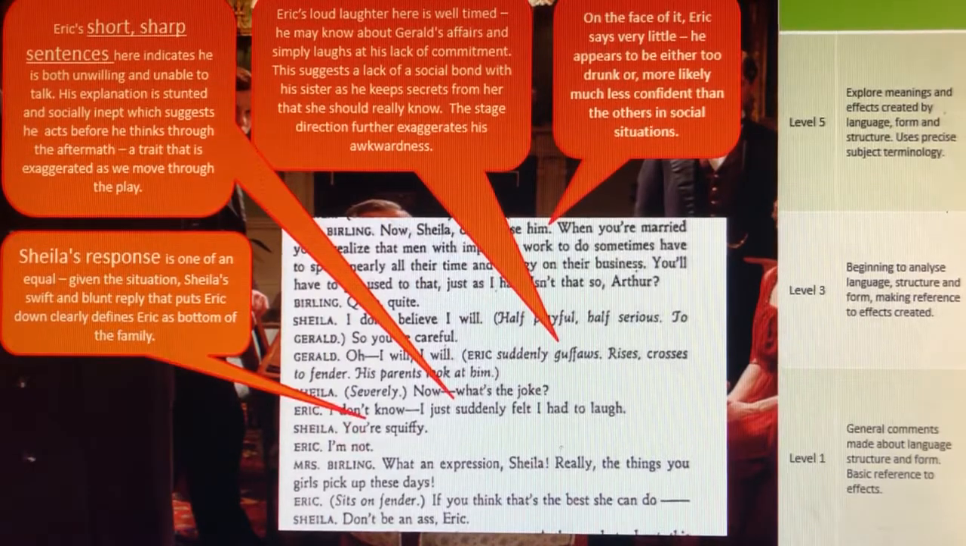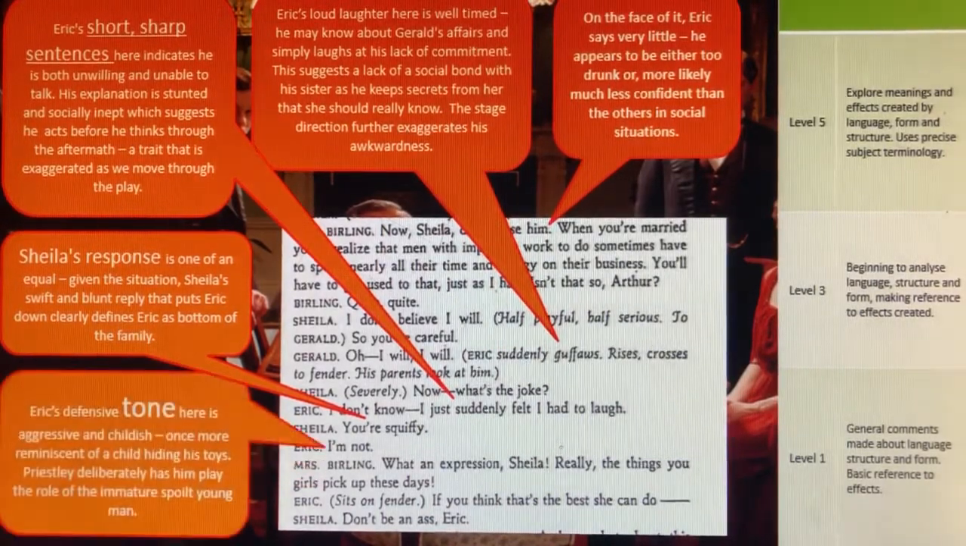We can then see Sheila's response to what he says, "You're squiffy." Sheila's response is one of an equal. Given the situation, Sheila's swift and blunt reply that puts Eric down clearly defines Eric as bottom of the family. Eric's tone here is aggressive and childish, once more reminiscent of a child hiding his toys. Priestley deliberately has him play the role of an immature, spoiled young man.